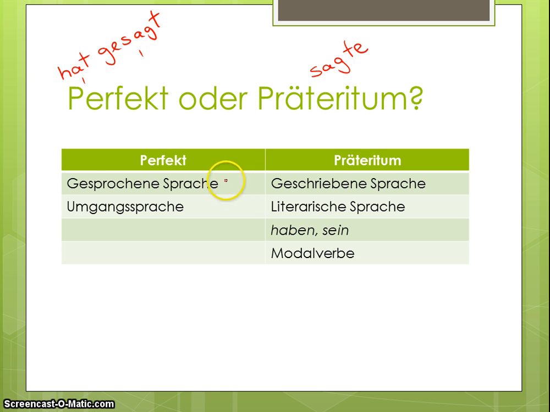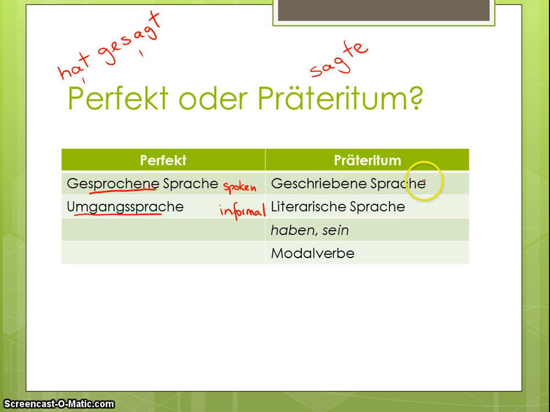First of all, we use the perfect in the spoken language. So anytime people speak, especially the further south you go in Germany and Austria, the more you will hear the perfect being used. And also it is used in more informal situations. Okay, so we have spoken and informal here.